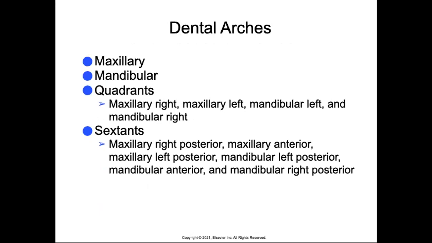Next, we have dental arches. The mouth is divided up into sections. We think of the top and the lower section as different halves of the mouth. The maxillary arch is known as the upper arch. The mandibular arch is the lower arch or the lower jaw. Next, we have quadrants. With quadrants, the mouth is divided up into 4 sections.